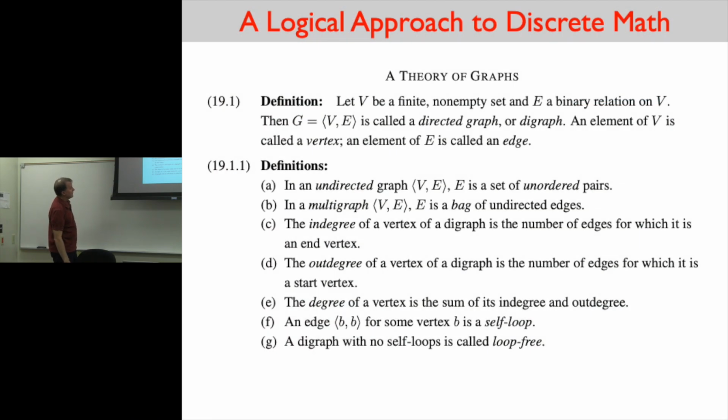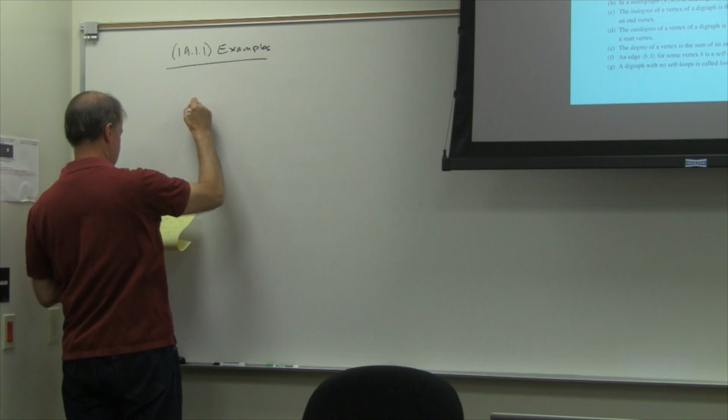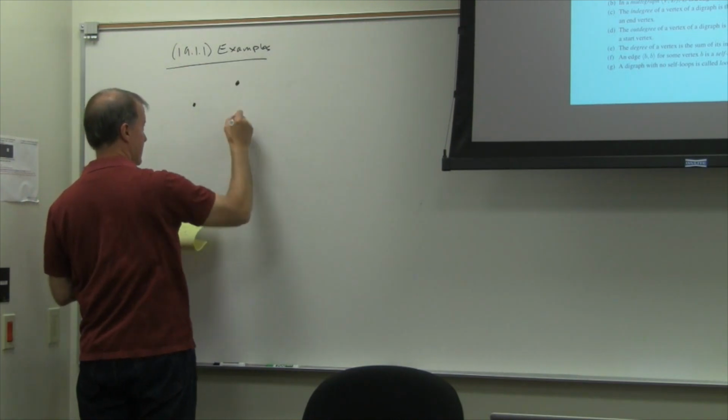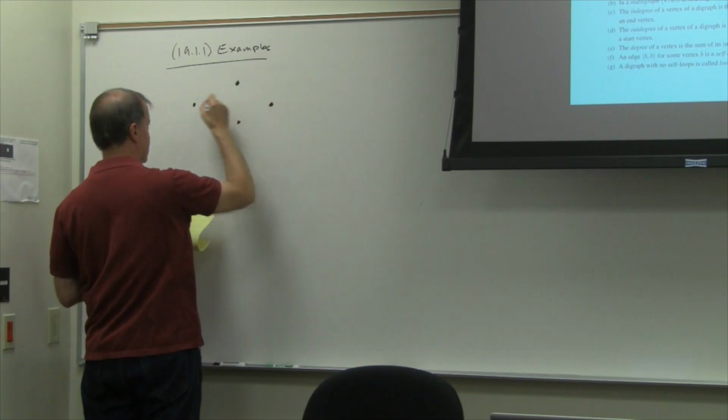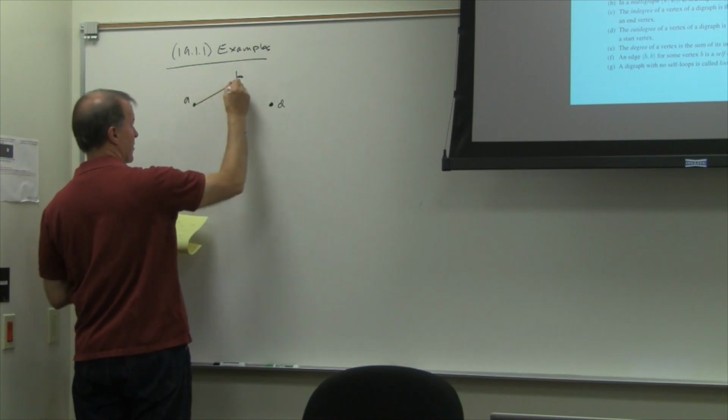All right, first of all, in an undirected graph (V, E), E is a set of unordered pairs. Well, that doesn't make any sense. All right, so let me give you an example, 9.1.1. Suppose we have A, B, C, D, and the graph could be drawn maybe something like this.